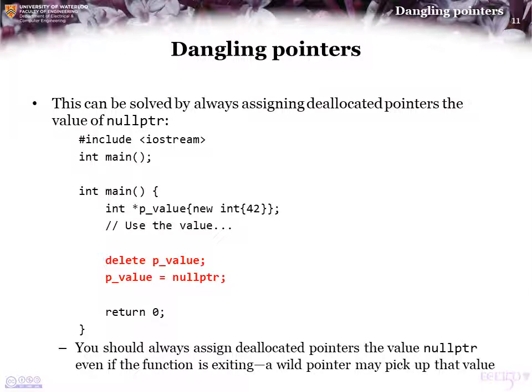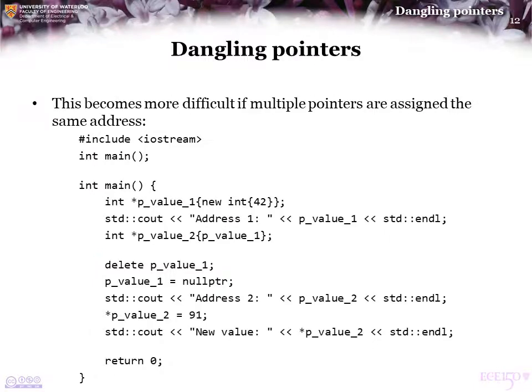Now, dangling pointers can always be solved by assigning deallocated pointers the value of null pointer. So as soon as you delete, assign that local variable the value null pointer. You should be assigning deallocated memory the value null pointer even if that function is exiting. Otherwise, a wild pointer may subsequently pick up that value.